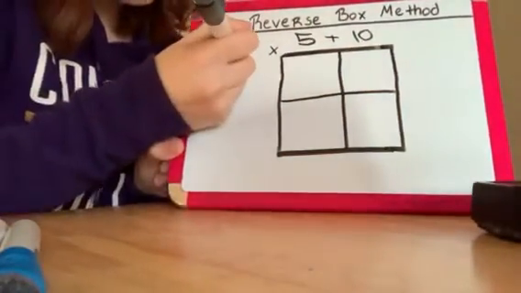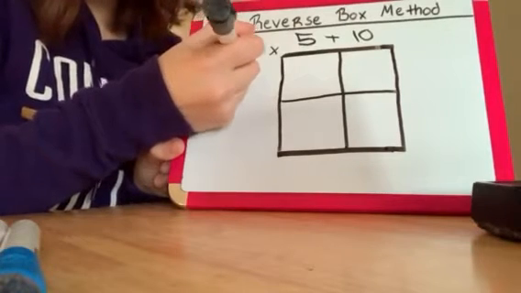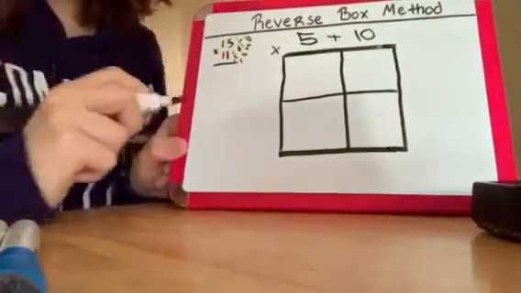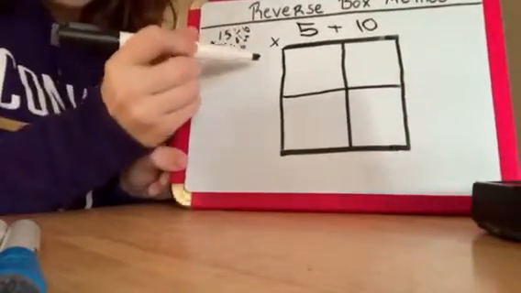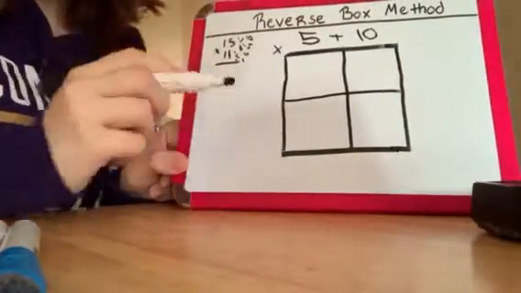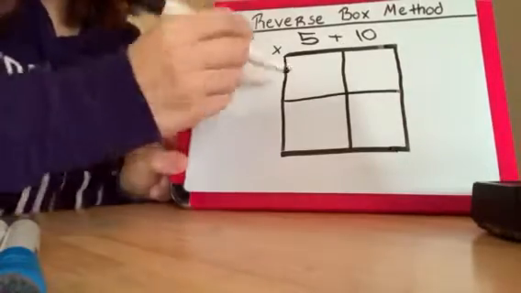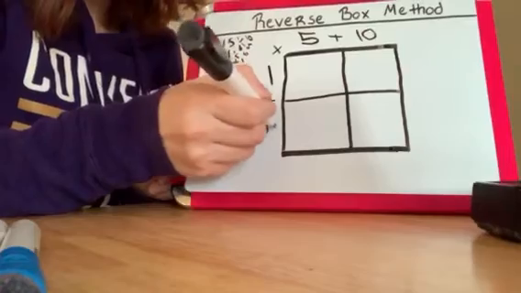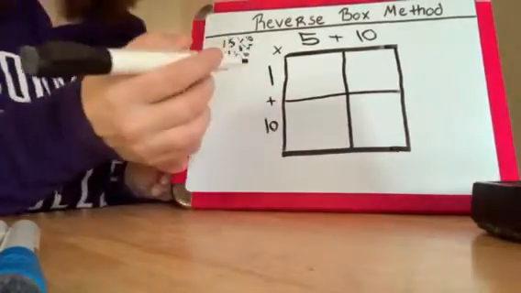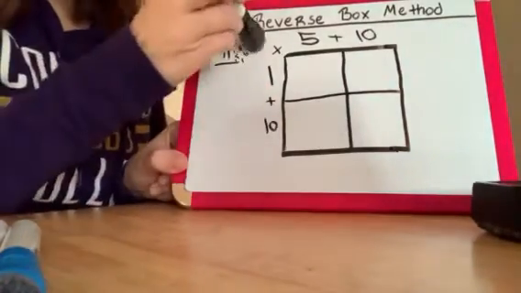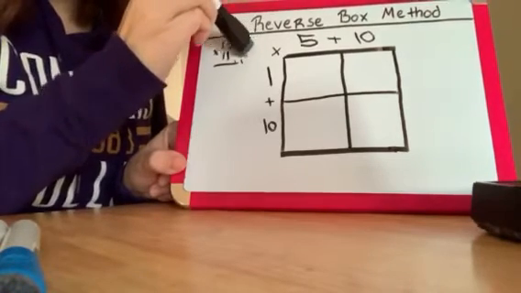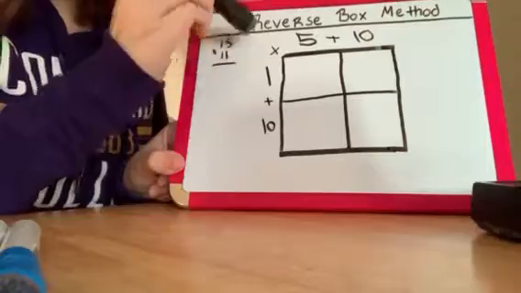Now we're going to break up our 11. 11 has 1 ten, so that's 10, and 1 one, so that's 1. And now we're going to put it here on the side of the box, and we're also going to do little, big, so that's going to be 1 plus 10. And 1 plus 10 is 11, so that represents our 11 right here. I'll just erase this so it's not so much stuff.